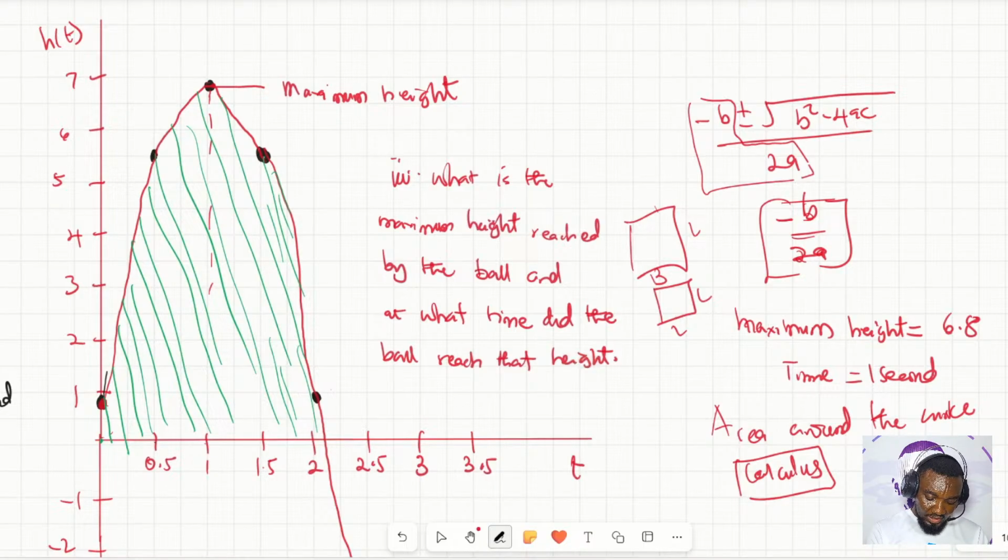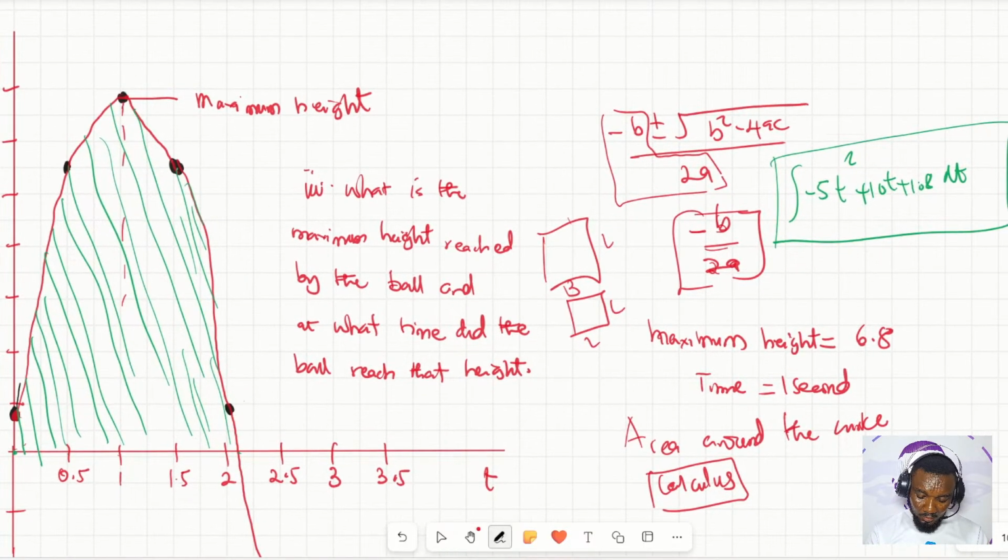Of t, right? So from 0 here to the point here, which is probably 2 point something, maybe 2.1. So we want to find the integral of the function negative 5t squared plus 10t plus 1.8, the integral dt. There is something else that we'll be looking at, and that is where we engage in what we call integration. Integration finds the area around the curve. So it's not that difficult at all.